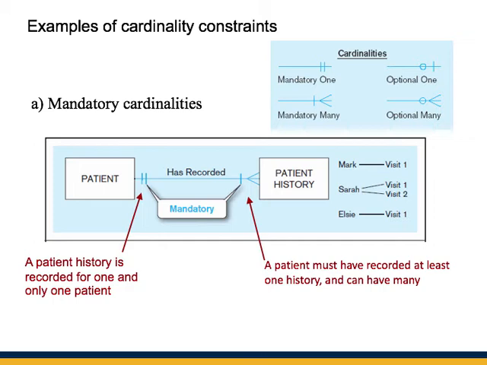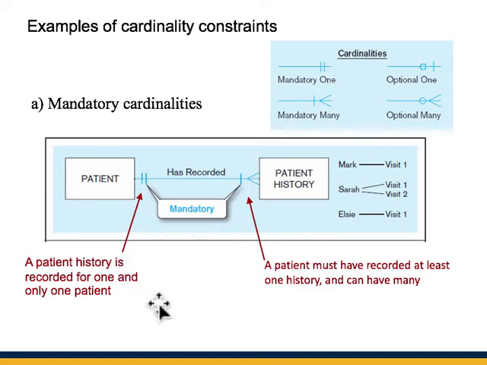Then examples of those cardinality constraints. So cardinalities, if you remember, are these. If it's mandatory, there's a dashed line or there's a dash. And if it's one, there's a one. One has a one or a dash, and optional is an O. Many is a crow's foot. So when it's mandatory, there's a dash and there is many. Mandatory one is dash and another dash.